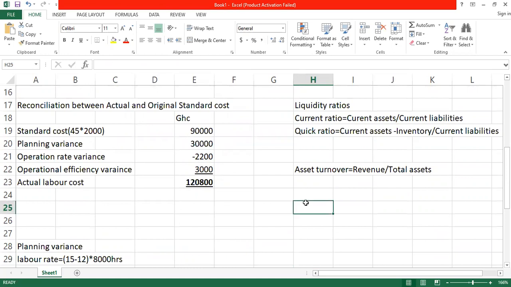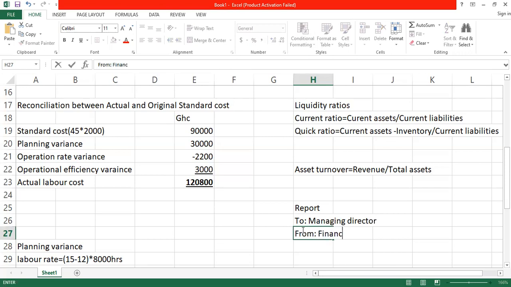All right. Sometimes they can ask you to write reports. If you are writing a report or memo, it has a format. The first one is to: who are you writing the report to? It can be the managing director, then you put the managing director there. Then who is writing the report from? This will give you marks. The accountant, the finance manager or the management accountant, anyhow you want to put it. The date that you are writing the report, you can assume any date, or the date that they ask you to write the report, you can put there.